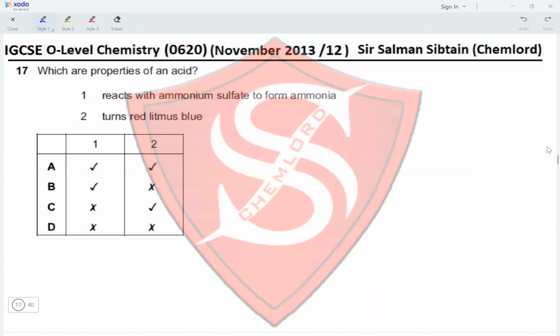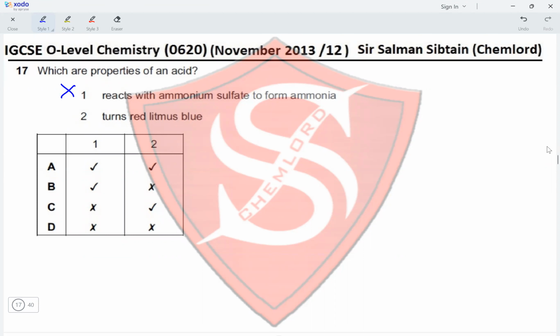Question 17. Which are properties of an acid? Reacts with ammonium sulfate to form ammonia. Ammonium sulfate itself is acidic. An acidic salt will not react with an acid. In fact, it will react with a base. So this is a property of a base, not an acid.